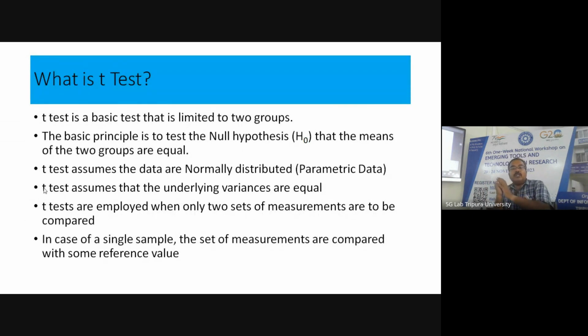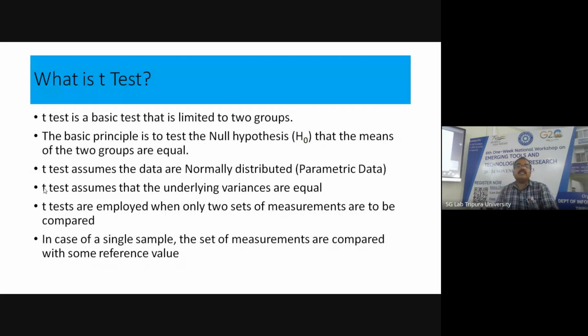T-tests are employed when only two sets of measurements are to be compared. You cannot take a lot of measurements together. Two by two, one by one measurements. Either you are measuring the income of two different groups of people, maybe you have identified below poverty line people in Tripura and below poverty line people in Mizoram. Now, what exactly is their per capita income, or their average income? Average income from Tripura below poverty line, average income from Mizoram below poverty line. You are actually comparing these two. You cannot take all the variables at a time. That is not possible. This is possible for one variable at a time.